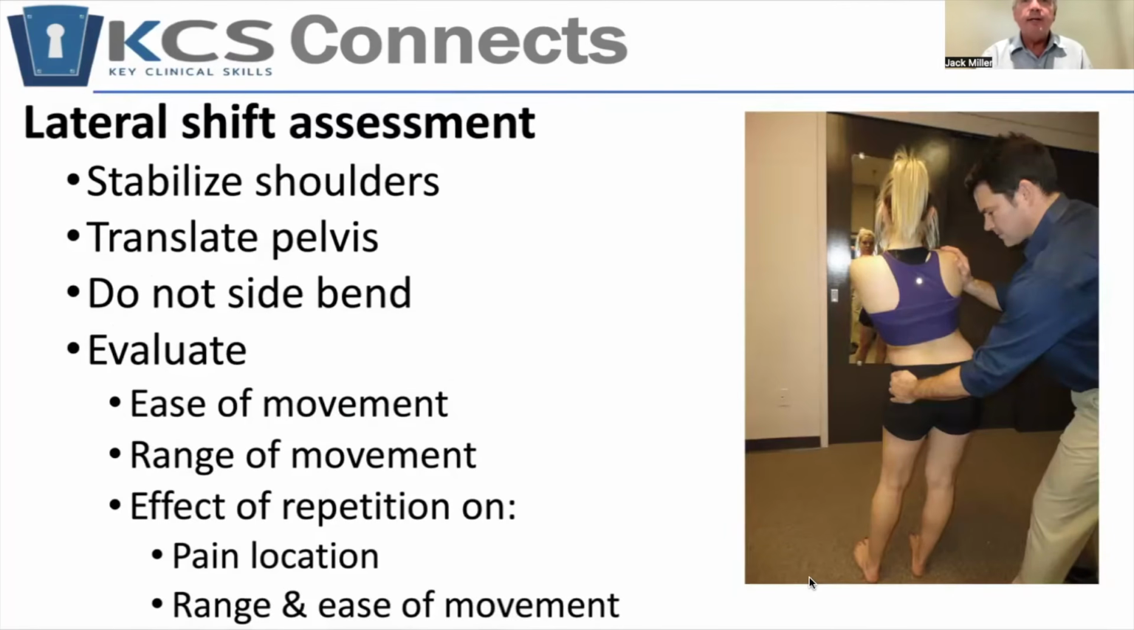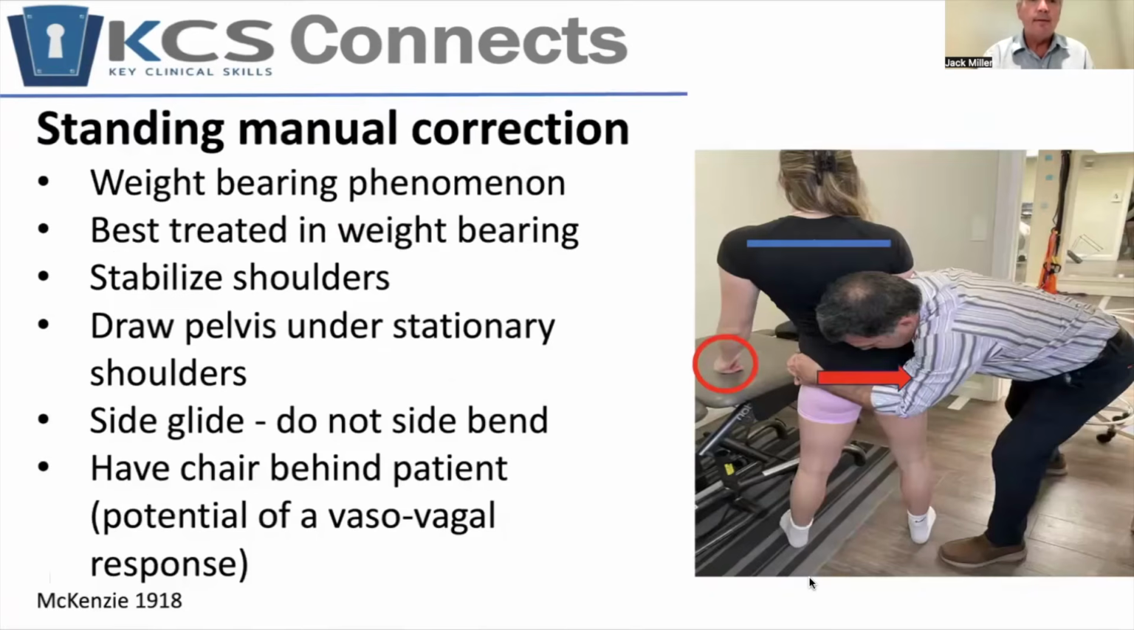In assessing the lateral shift, some tips here. First of all, stabilize the shoulders and then translate the pelvis underneath the stable shoulders. Try to make sure you don't side bend by holding that shoulder down. Evaluate the ease of movement, range, and the effect of repetition on pain location, as well as the range and ease of movement. If the individual does seem to present with a lateral shift, strong encouragement is to deal with that lateral shift component before you deal with the sagittal plane.